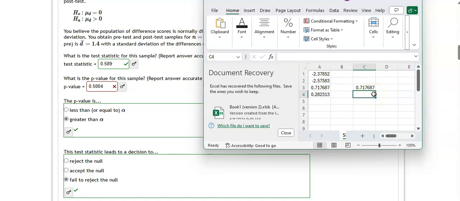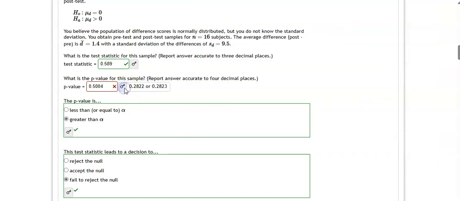Now let's remember that I said since it's right-tailed, we have to subtract that from 1. So that's equal 1 minus 0.717687, which will be 0.2823 if we round to 4 decimal places. And let's notice, if we check, 0.2823 is the answer that it is looking for.